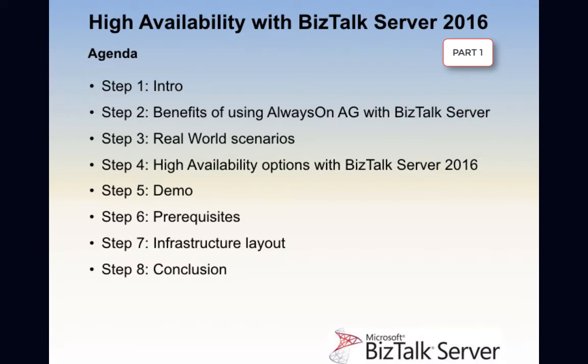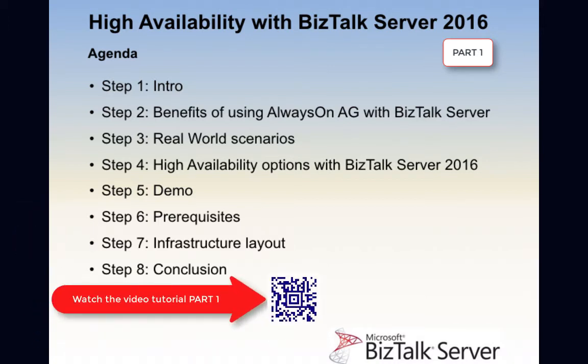The following topics were presented. I mentioned the benefits of using Always On availability groups with BizTalk Server 2016. I described some of the real-world scenarios. I outlined the high availability options with BizTalk Server 2016. And then I showed the infrastructure layout in a demo, including the prerequisites and the infrastructure layout. If you want to know more about this, please refer to the first part of this video tutorial.